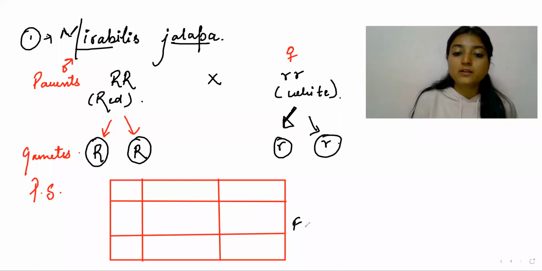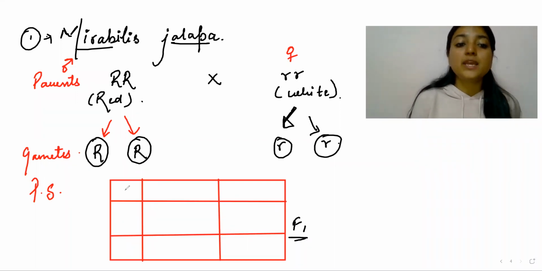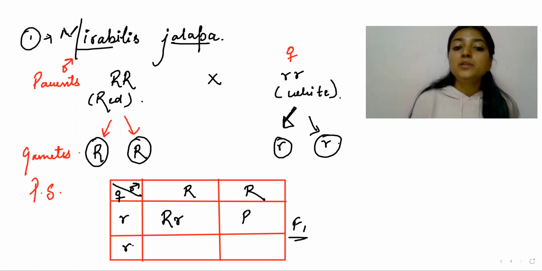Fine. We will write it here F1 generation. Okay. Now take it here as a male, here as female. Now we will write the gametes over here, capital R, capital R. This is a small r, small r. Now the offspring which is produced is capital R, small r, capital R, small r. Again same and again the same.